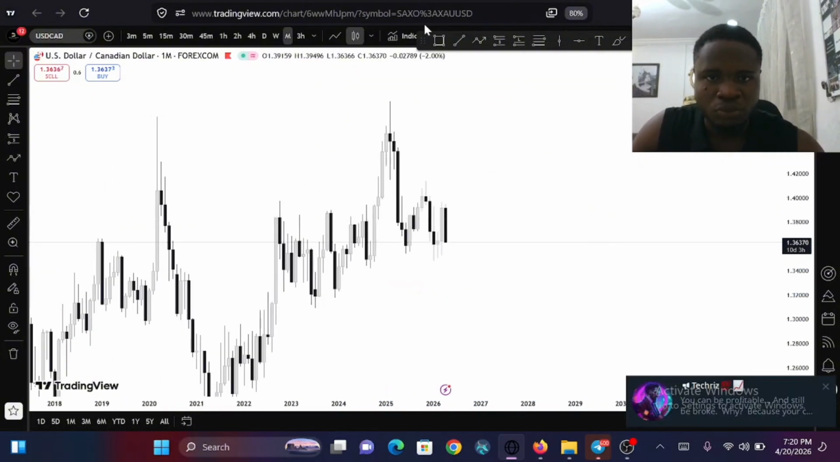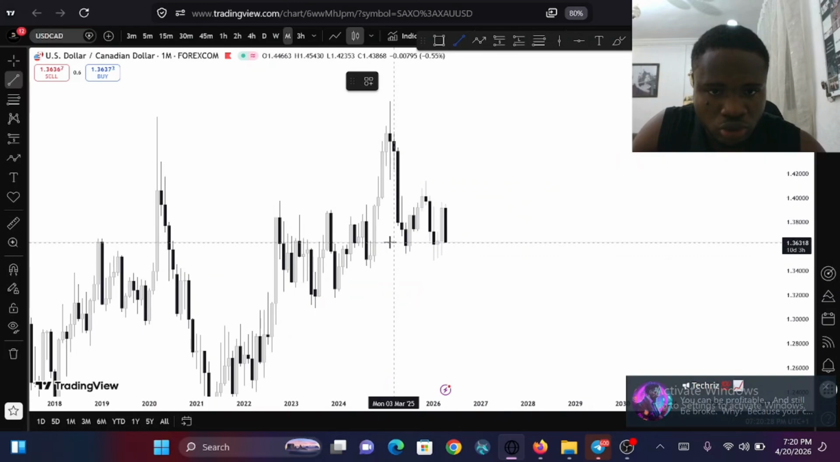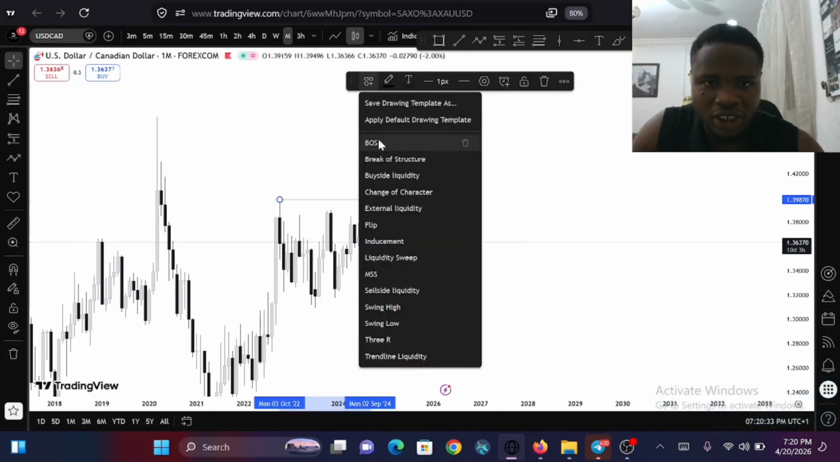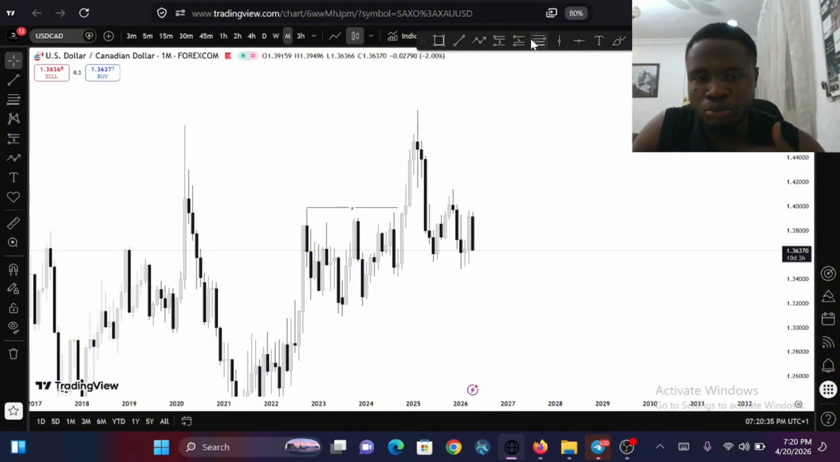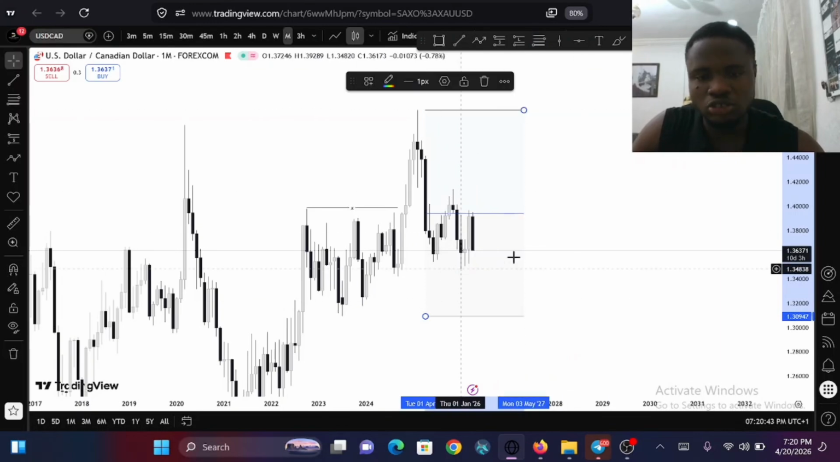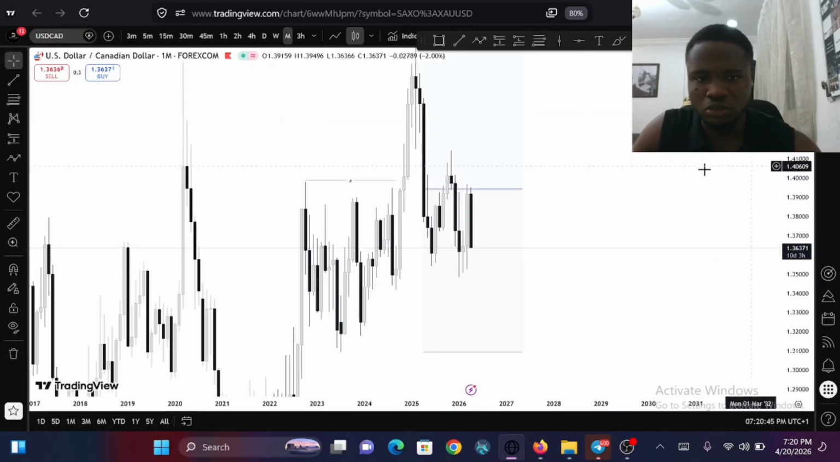Look at my range. We had this break of structure. Let me mark this out. We had this break of structure here. And we know in an uptrend, we want to buy from the discount zone. And if I mark out my range from this swing low to this swing high, price got to the discount zone. Price is already in the discount zone.